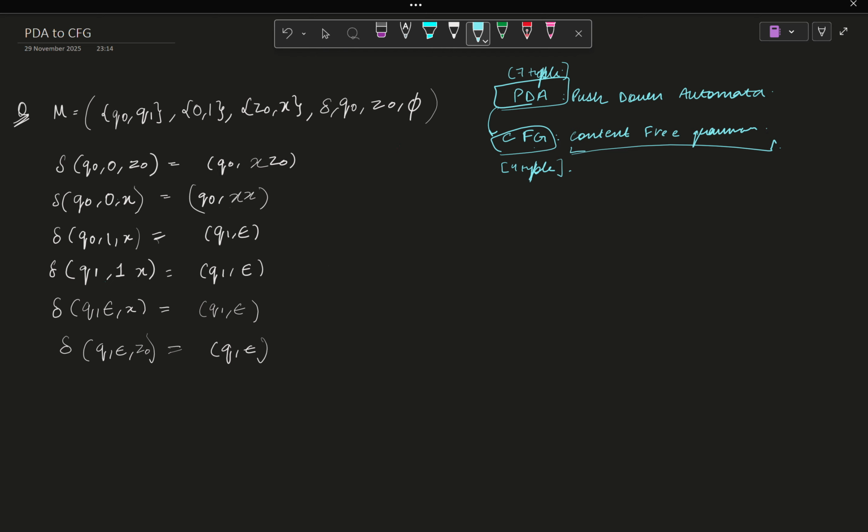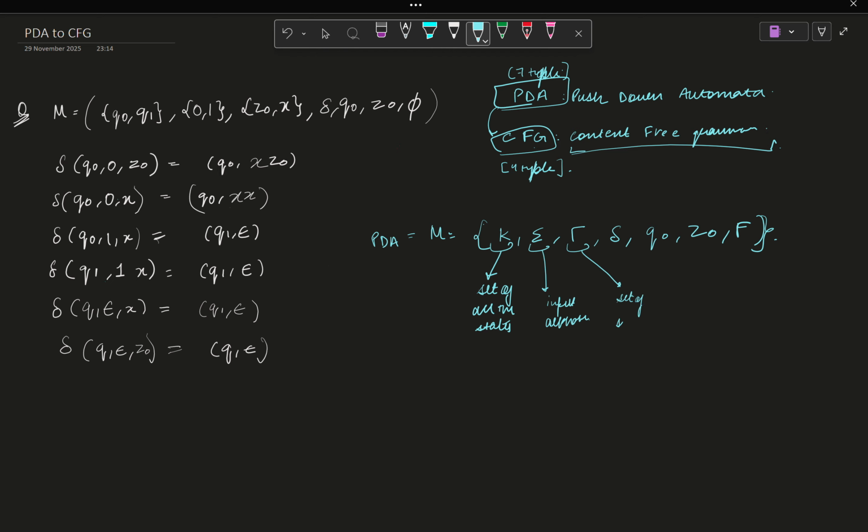So first of all, let's understand how a pushdown automata works. A pushdown automata, usually defined as M, has seven tuples as we just discussed: K, sigma, tau, delta, Q naught, Z naught, and F, where K denotes the set of all the states, sigma denotes the input alphabets, tau denotes the set of stack symbols, and delta denotes the transition functions.